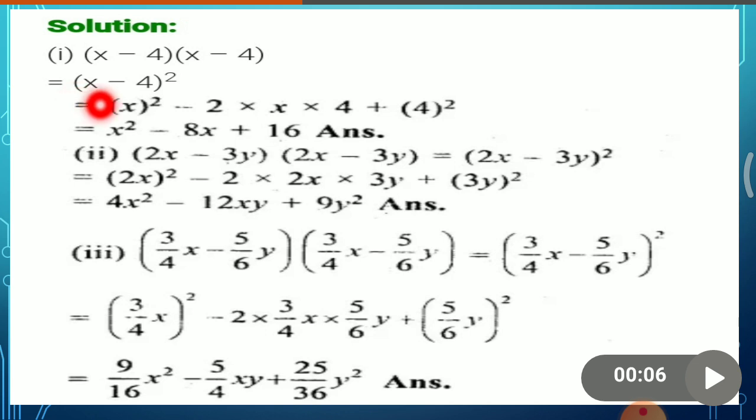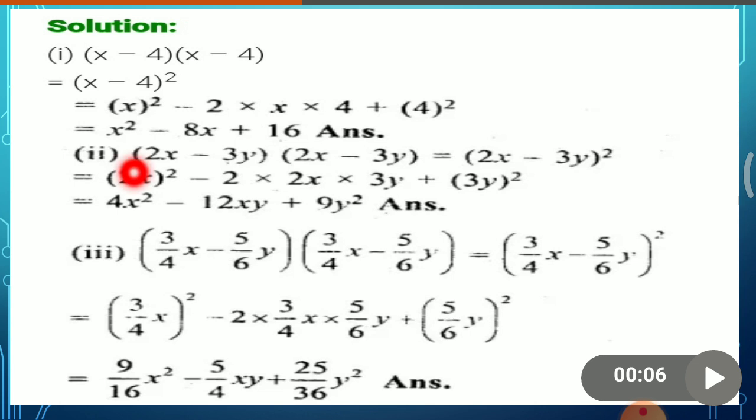What is the formula of a minus b whole square? So a square minus 2ab plus b square. Okay. So you solve a square. A square means x square, minus 2ab means 2 multiplied by x multiplied by 4, and plus b square means 4 square. Okay. After that you open it. So x square minus 2 4s are 8x plus 4 4s are 16. Okay.